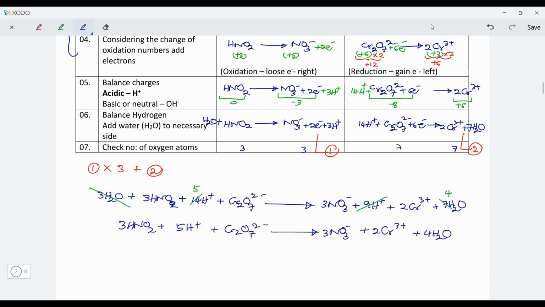Just to make sure, let's check oxygen one more time. Here you have 6, and here you have 7, so altogether 13. On this side, you have 3 into 3, 9, 9 plus 4, 13. That means our reaction is correct.